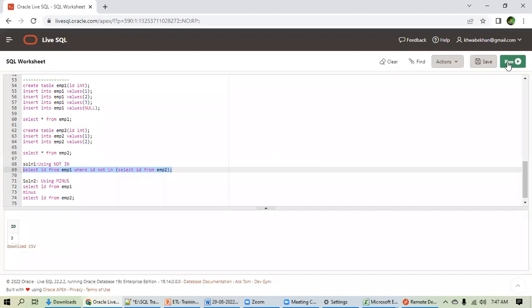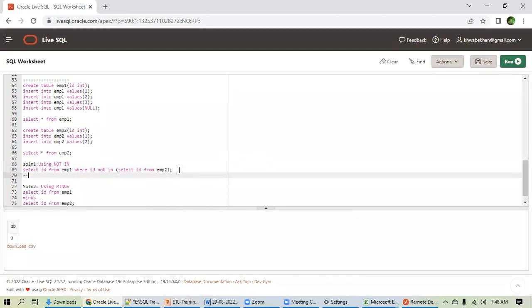So let me run this. Output is 3 only. It is not giving null as an output. Is this correct? Tell me, is this correct? No. Ideally, 3 and null should be the output because 3 and null are there in employee 1, but missing in employee 2. But this not in is giving 3 only. So what we concluded: not in fails to capture null records. Is this clear?